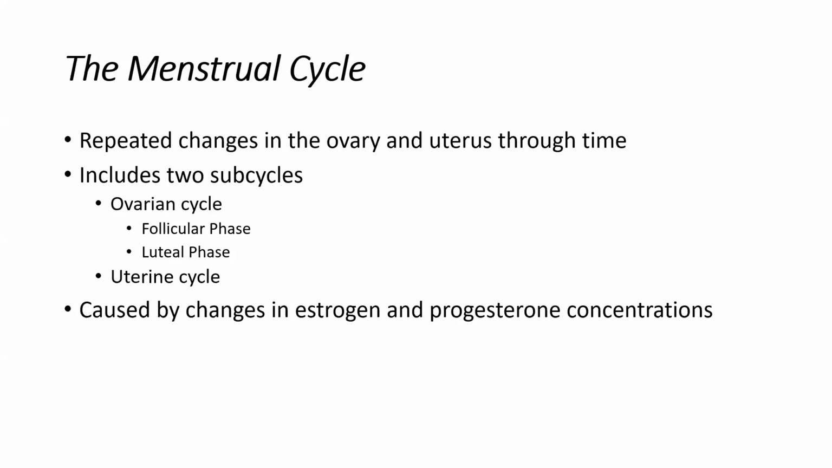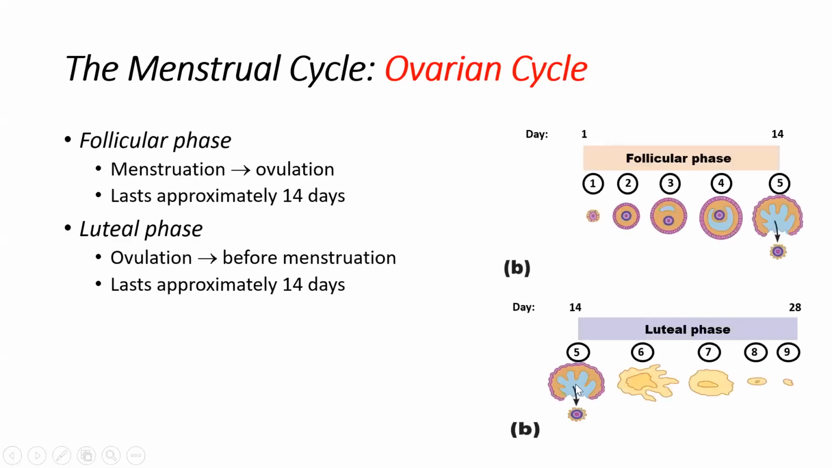Now, this entire cycle of events is controlled by hormones. The estrogen and progesterone that are secreted in a woman's body are what influence the progression of these various cycles. So the ovarian cycle has two phases. There's the follicular phase, which is days 1 to 14, and that is followed by the luteal phase, which is days 14 to 28.